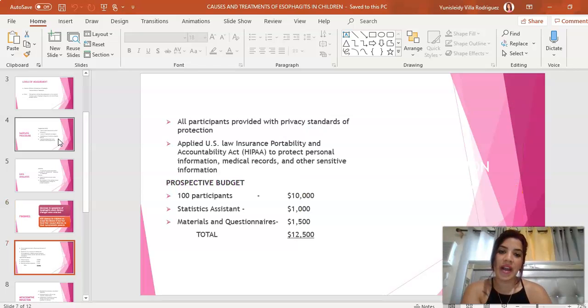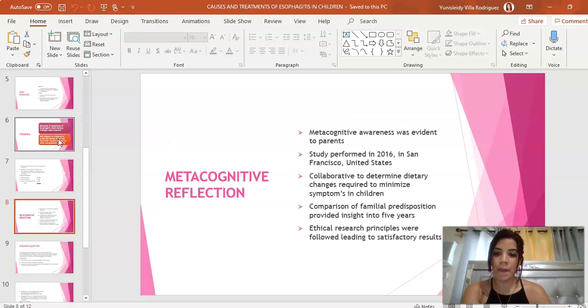All participants were provided with privacy standards of protection. The U.S. law, the Health Insurance Portability and Accountability Act, applies to protect personal information, medical records, and other sensitive information. Prospective budget: 100 participants, $10,000. Statistics assistant, $1,000. Materials and questionnaires, $1,500. Total, $12,500.